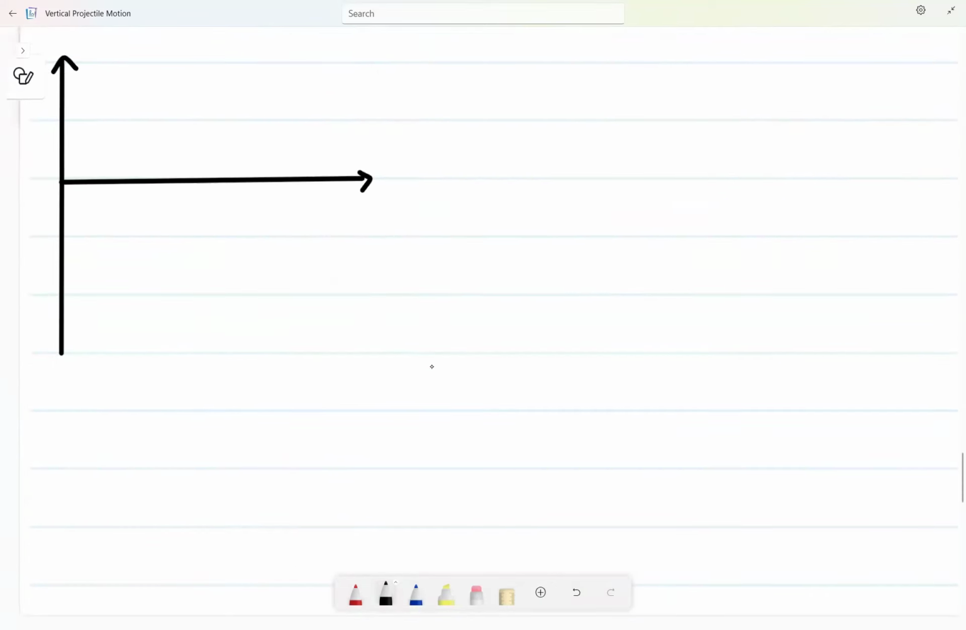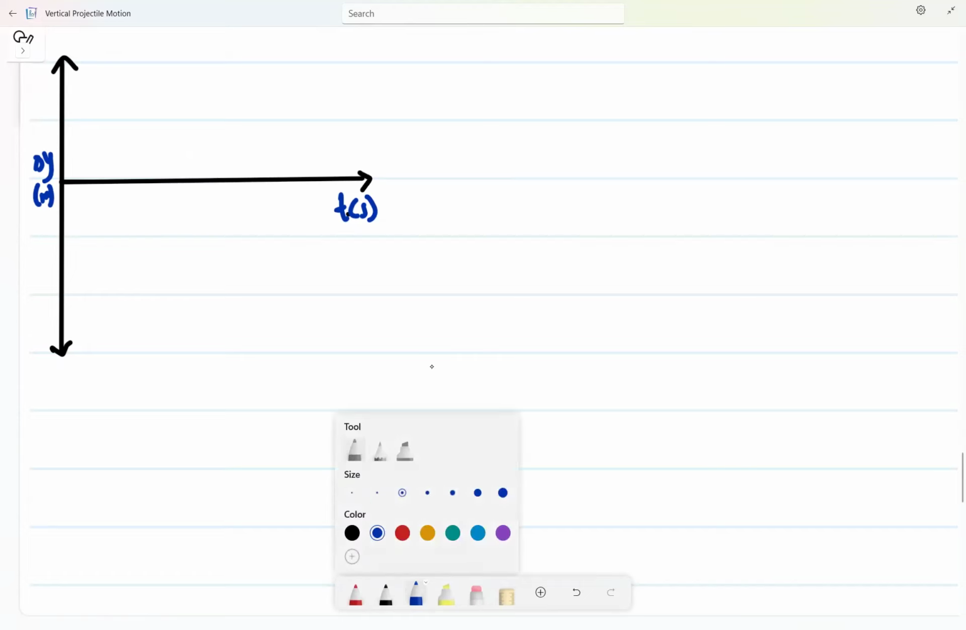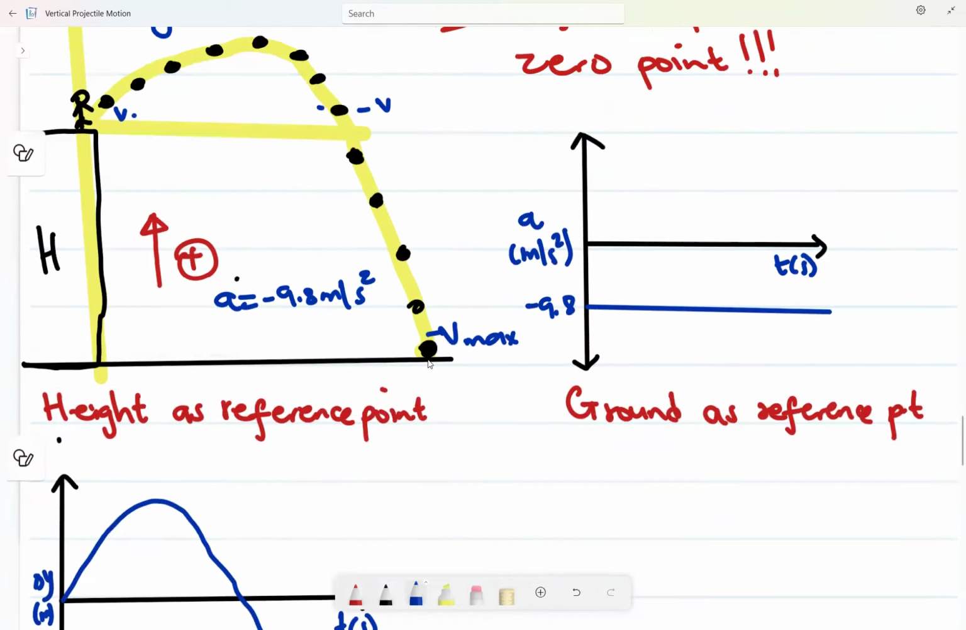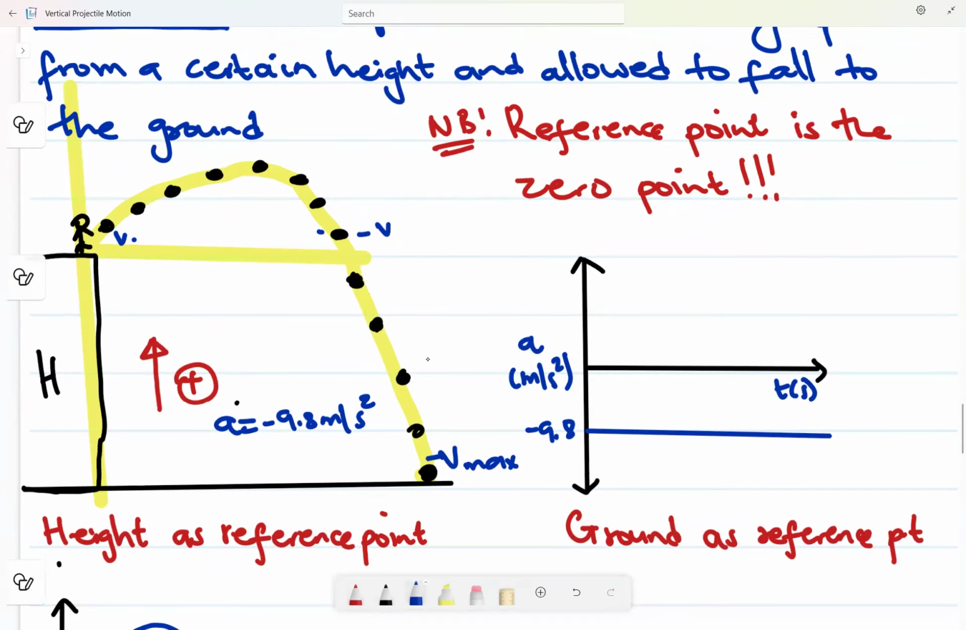So it means here I'll be having now time in seconds. Here I'll be having change in y in what? In meters. My height, I take it as a reference point. So it means I will start where? I will start here, go up, reach maximum height, come back, and then boom. This is what you're supposed to draw. Can you see? It is exactly that, okay? When you take height as a reference.